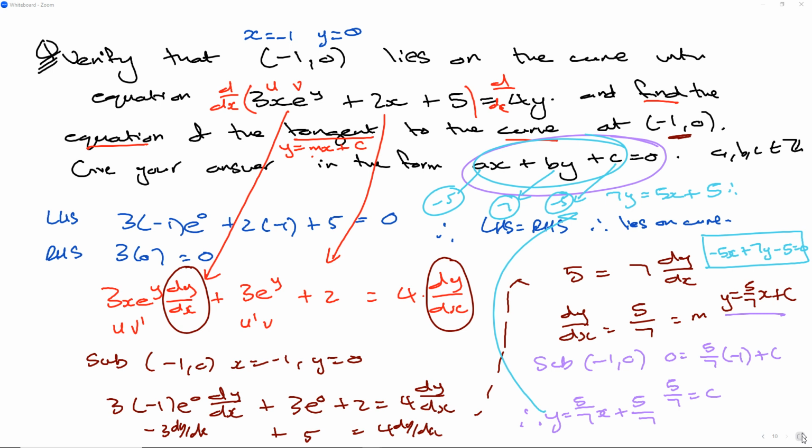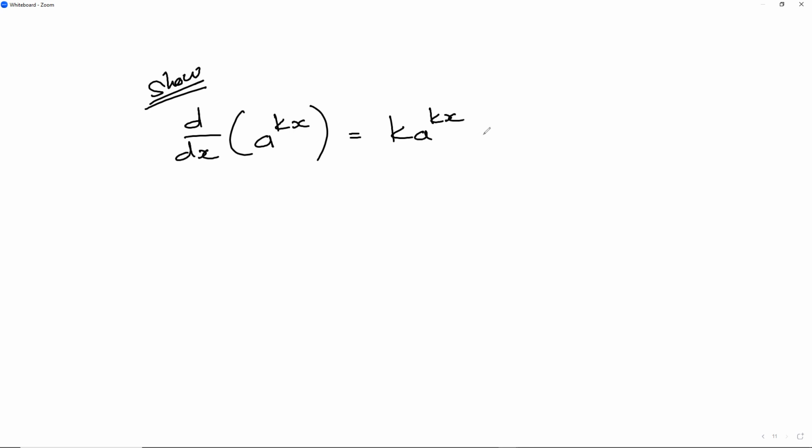Let's try the next one now. Still sticking with this, but extending it into the next question. I want to show, let's see if we can try this one here. I want to show that the derivative of a to the power of kx is given by k a to the power of kx ln a. Okay.